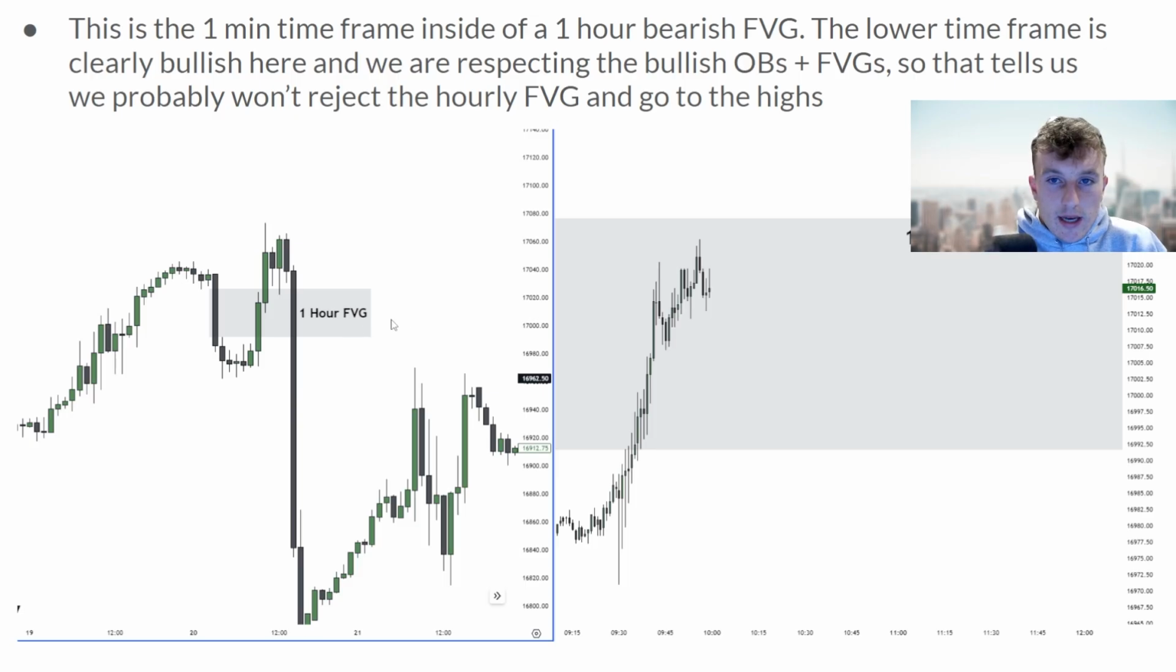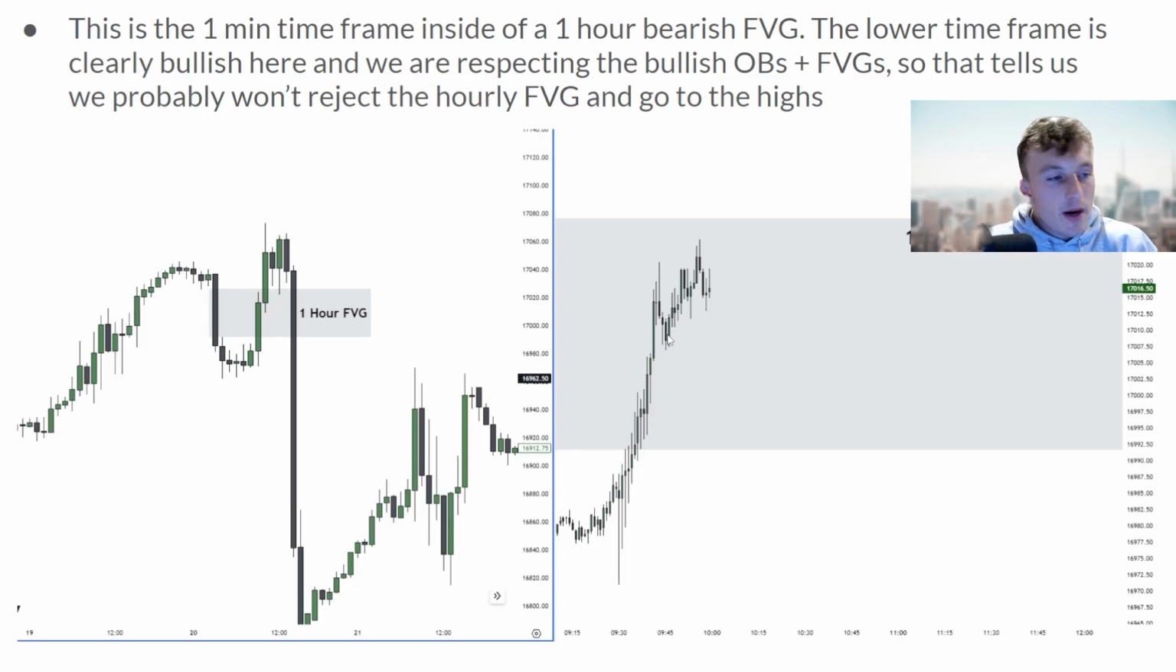So here's another example. This is a 1 minute time frame inside of a 1 hour bearish fair value gap. And what happened here was we were inside this fair value gap, but is there any sign of price wanting to break structure here? Is there any sign of price wanting to be bearish here? No. So although it looks like this might be bearish, and although it looks like we might reject it, price on the lower time frame does not show that it wants to reject at all. Price does not look like it wants to reject.